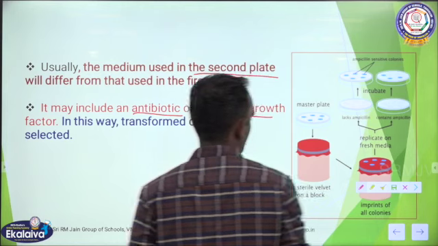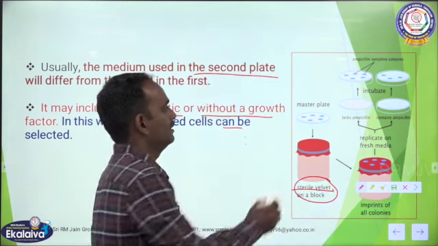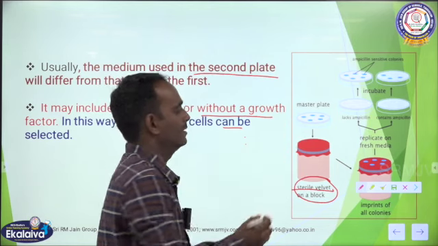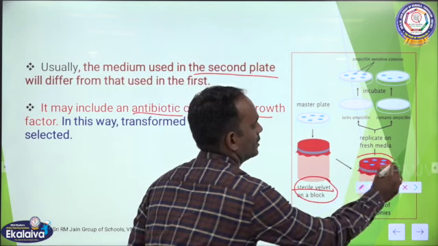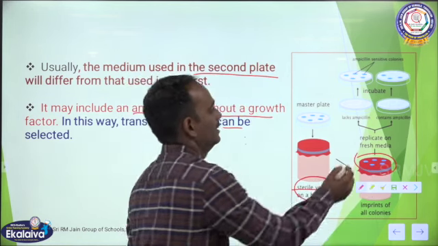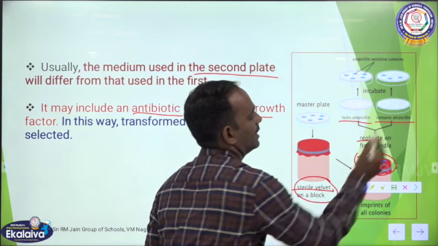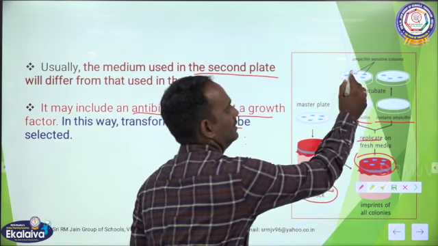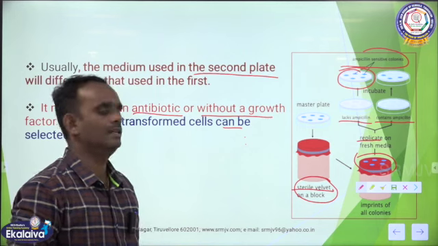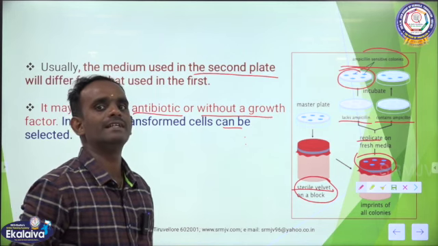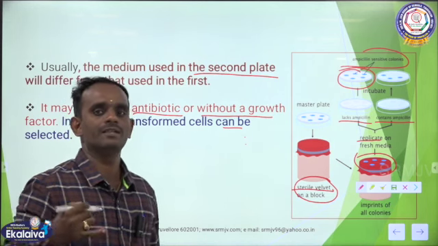See the picture here, the sterile velvet on the block. This is a master plate, the first plate. Pressed over here. Now it is replicated on fresh media, one that lacks ampicillin and one that contains ampicillin. Incubate this, then ampicillin-sensitive colonies are seen here. Okay. This is called the replica plating technique. This is a second method for screening for recombinants. Clear, children?